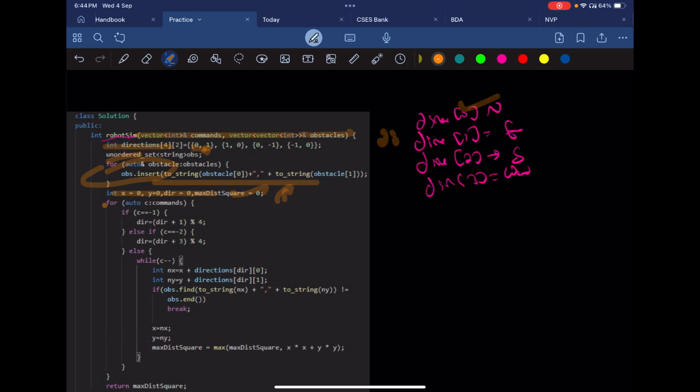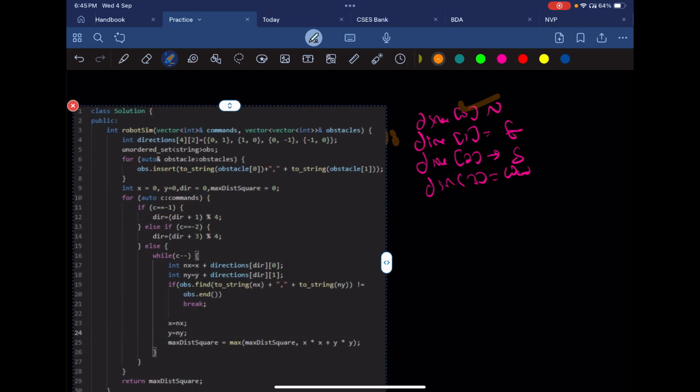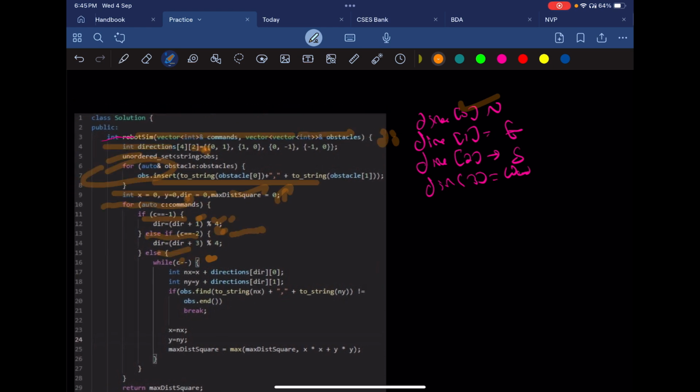So now what we are doing is processing each command in the command vector. If c equals -1, we will be turning right, clockwise, updating the direction by incrementing and using modulo 4. Here we are turning left, counterclockwise, so updating the direction by decrementing and using modulo 4. Now in the else condition we are using a while loop, so we are moving forward c steps in the current direction.